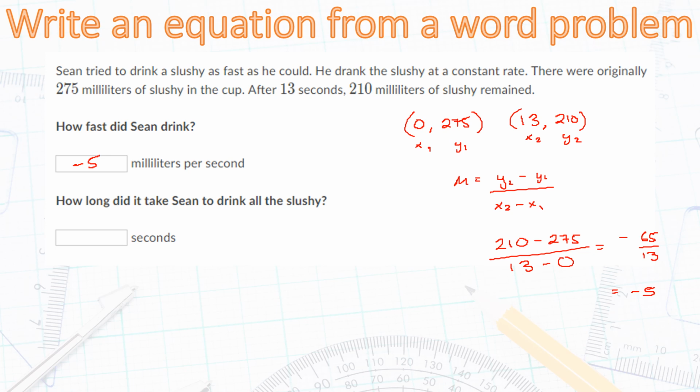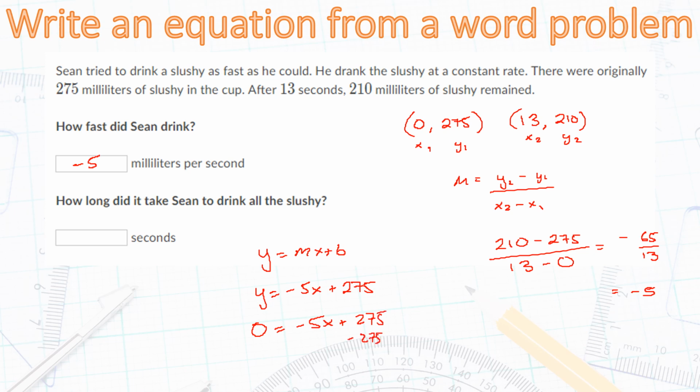So if you have 5 in here, you're doing fine. How long did it take Sean to drink all of the slushie? So if we think of this as an equation, y equals mx plus b. So m is the slope, b is the y-intercept. This would be y equals minus 5x plus 275. So starting amount 275, going down by 5 every second. The output, so the amount of slushie left, would be 0 if we drank all of it. So we'd say 0 is equal to minus 5x plus 275.